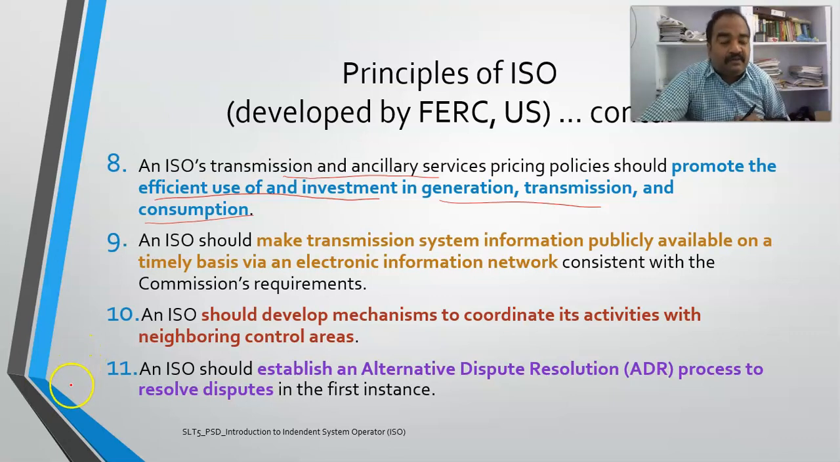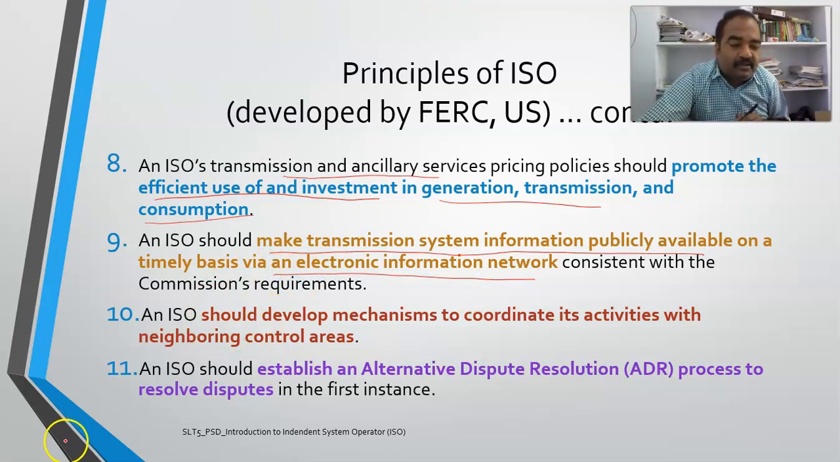And one more thing, as a part of your basic work, an ISO allocates the transmission lines to different participants based upon requests. So this information must be made public on a timely basis via an electronic information network. Nowadays everything is available on the internet. So whatever decision you take regarding access to these transmission lines should be made public. And at the same time, it should develop mechanisms to coordinate its activities with neighboring control areas.